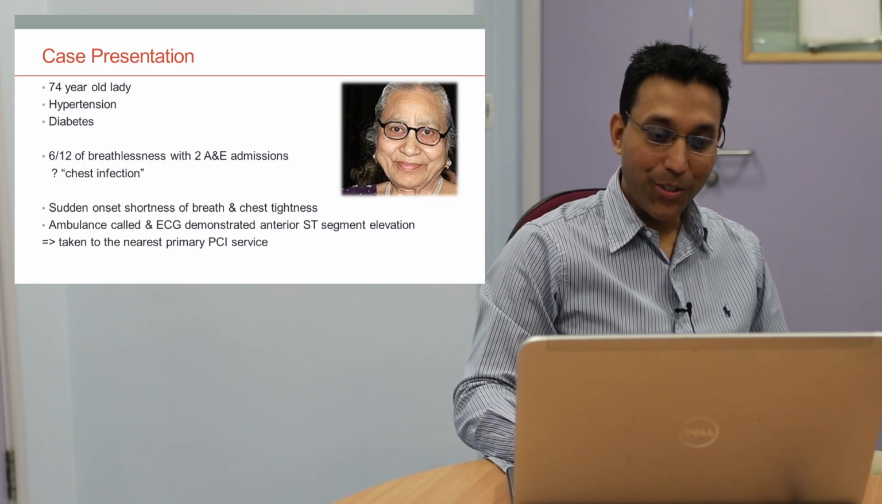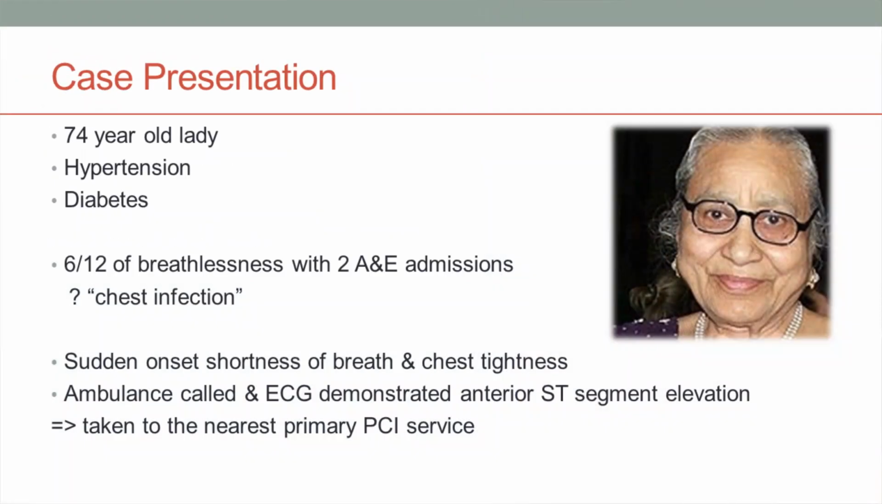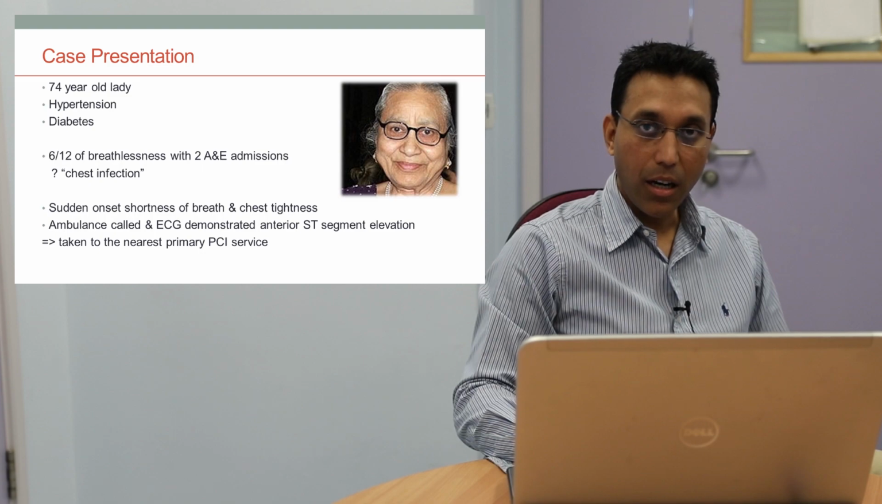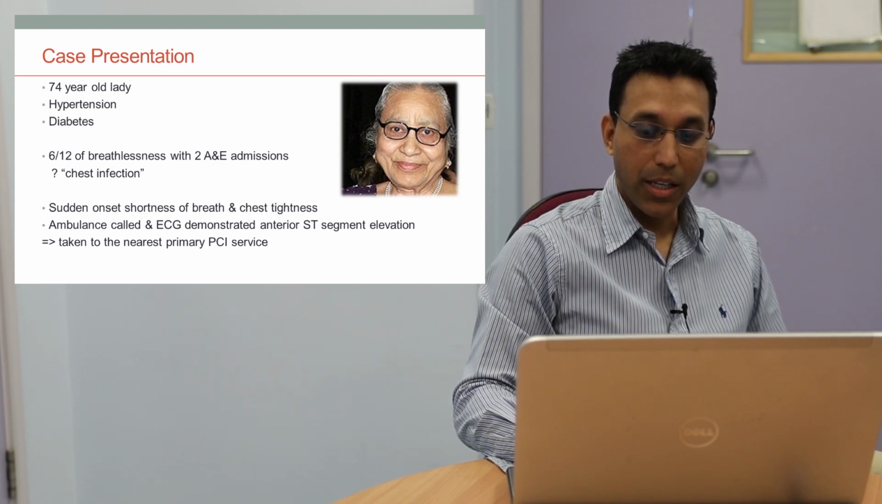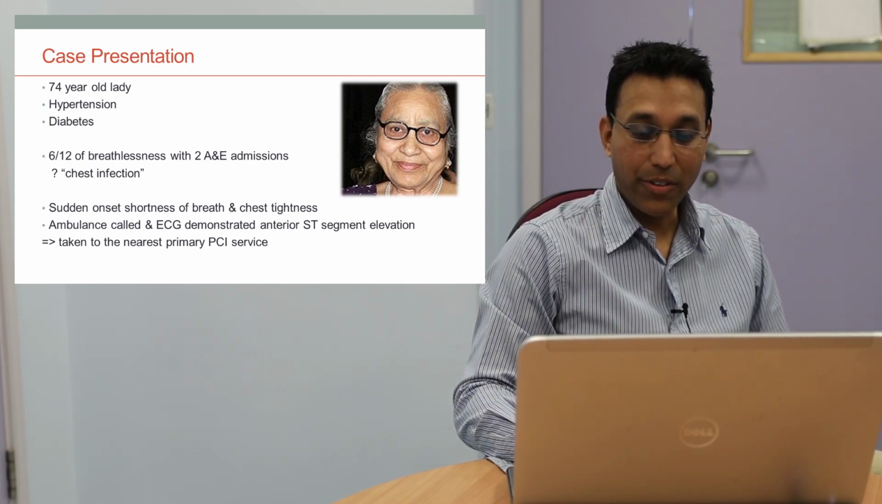So I'd like to introduce you to Mrs. Patel. She has a background of hypertension, diabetes and obesity. Both the hypertension and diabetes were historically quite poorly controlled, in part due to poor compliance with medication. And she started to develop breathlessness over a period of 6 months and had 2 admissions to the accident and emergency department. These were treated as chest infections.